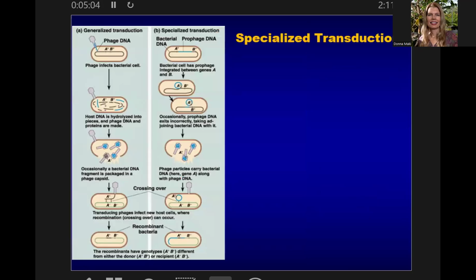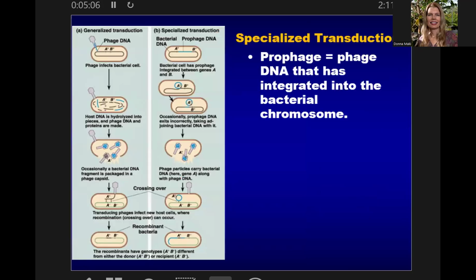And then this picture is just showing a side-by-side comparison of general versus specialized transduction. And they use the word prophage in there. So when you see that term, please get this straight, because I've seen in past classes that students don't understand the word prophage. So please get that set in your head by Friday. A prophage is a viral particle, a bacteriophage, right? And its DNA has been pasted into the chromosome.